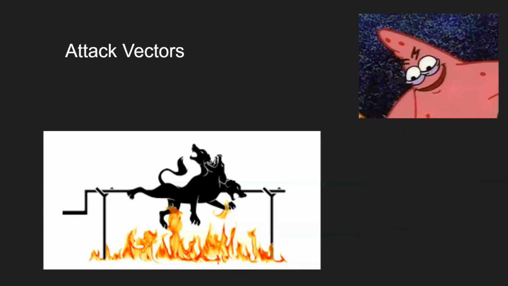To mitigate these risks and protect Active Directory, organizations should implement robust security practices. This includes enforcing strong password policies, implementing multi-factor authentication, regularly patching and updating systems, monitoring and analyzing logs for suspicious activities, conducting regular security audits, and educating users about potential threats and best practices.